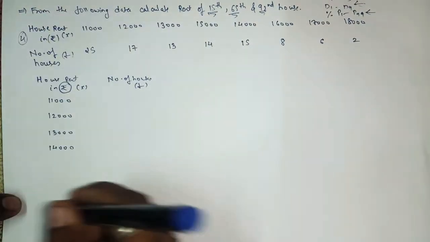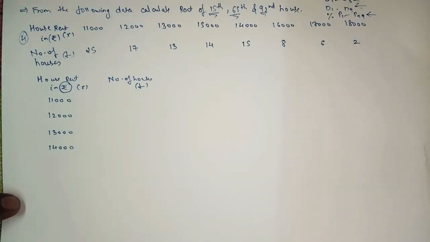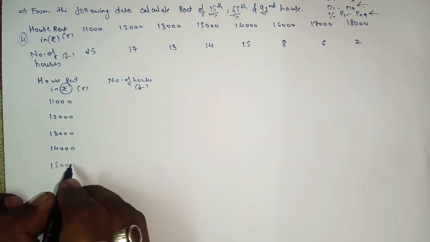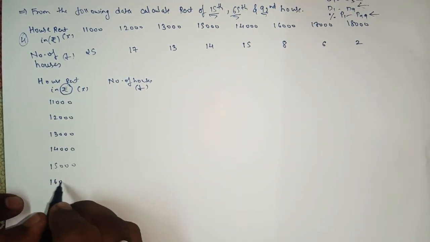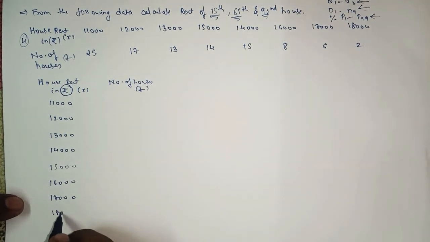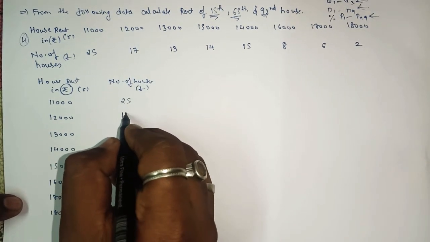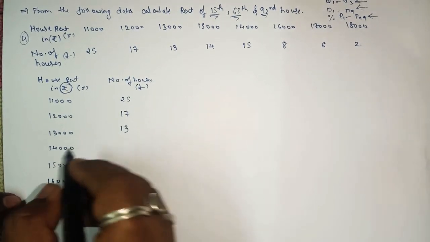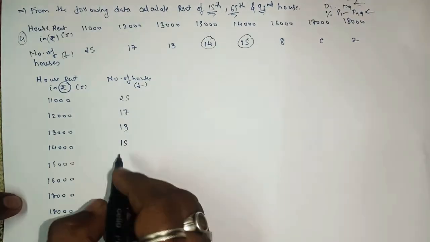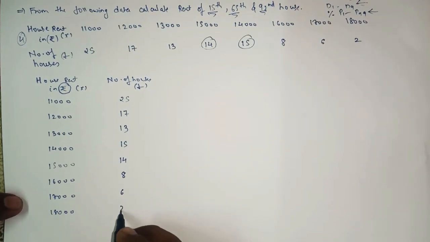While preparing the table, see to it that it is arranged in ascending order. So after 14,000 you will write 15,000, then 16,000, 17,000, and the last one is 18,000. For the first one the frequency is 25, 17, 13. For 14,000 it is 15. For 15,000 it is 14, then 8, 6 and 2.